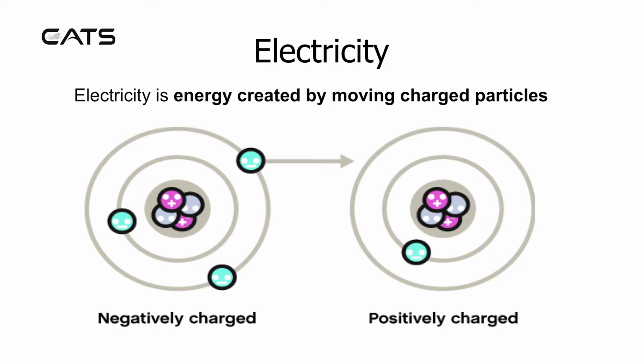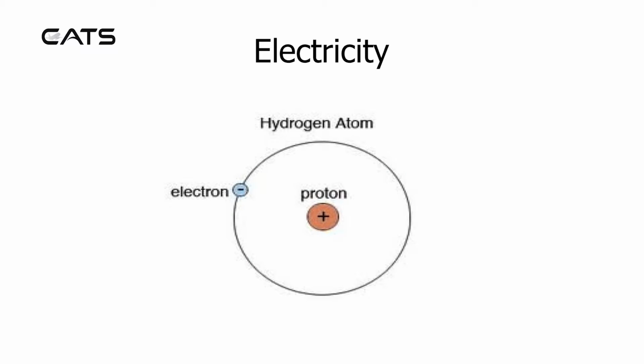Electricity. Electricity is energy created by moving charged particles. Here we have a negatively charged atom, and here we have a positively charged atom. If you remember from school, the first element in the periodic table is hydrogen. Its atomic number is 1, which relates to the number of protons, positively charged particles, in a nucleus. Surrounding it is an electron, a negatively charged particle.